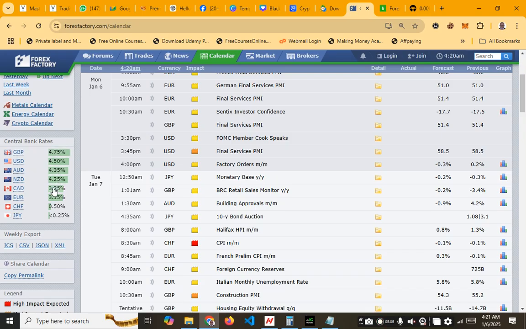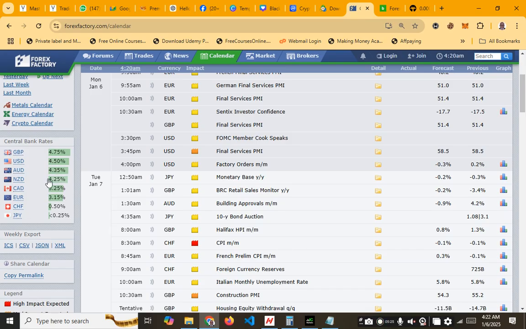Okay, then when you look at the Japanese yen, you see that it's less than 0.25. So there is a big gap in interest rate between these two currencies. And that's why you see the market is uptrending, because the higher interest rate will be bought while the lower interest rate will be sold.